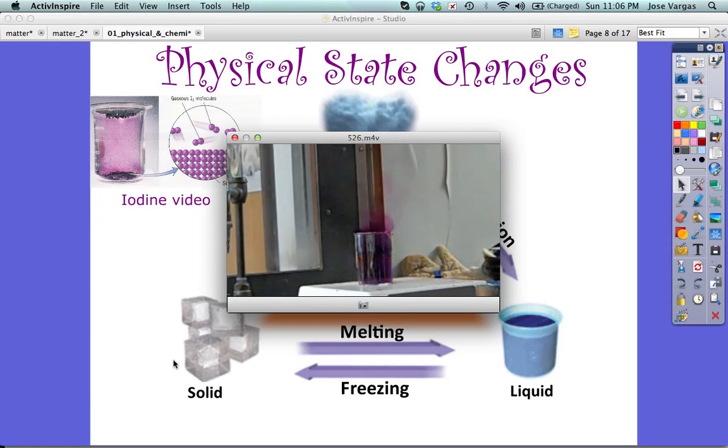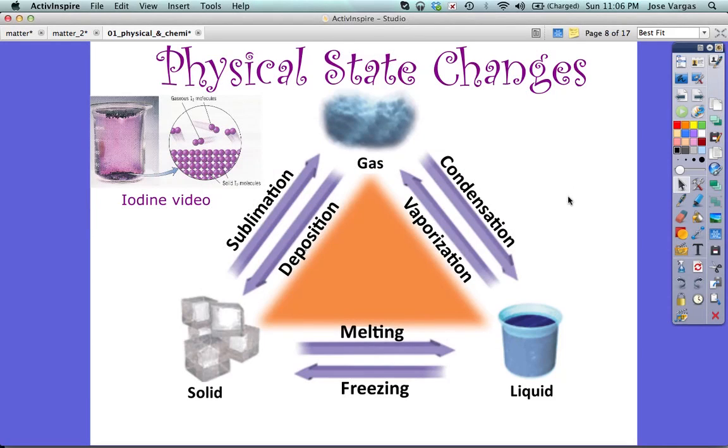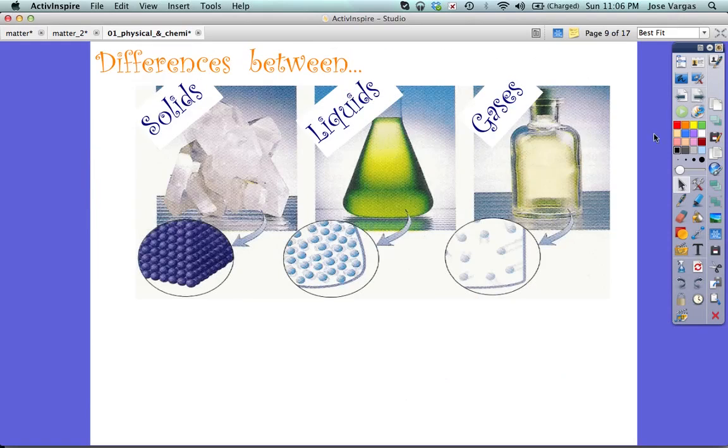Going from gas to a solid, skipping the liquid phase: gas to solid deposition. That was the last part of the video. So what are the differences between solids, liquids, and gases, if they're all physical changes?